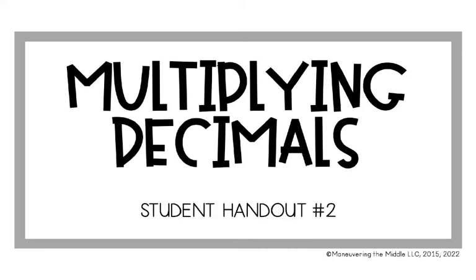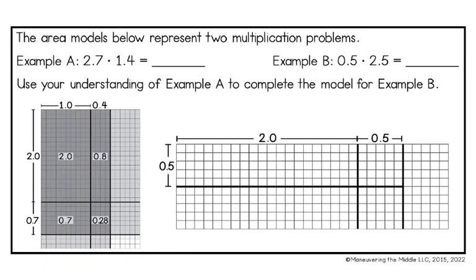Module 4, Lesson 2, Multiplying Decimals, Guided Notes. The area model below represents two multiplication problems. Example A, 2.7 times 1.4.